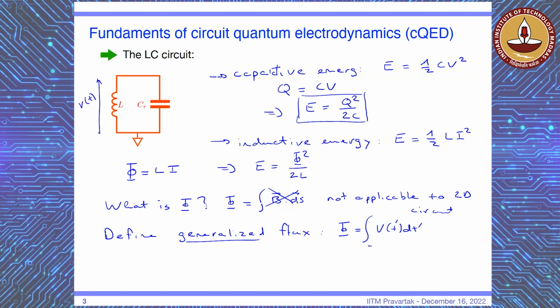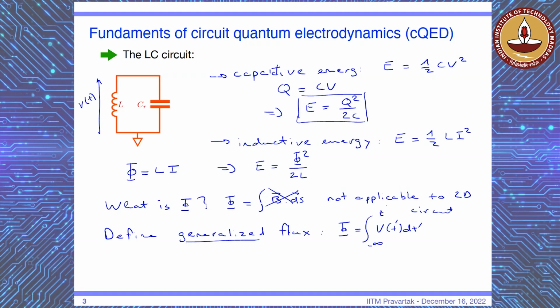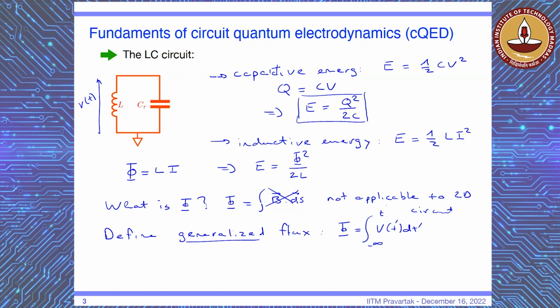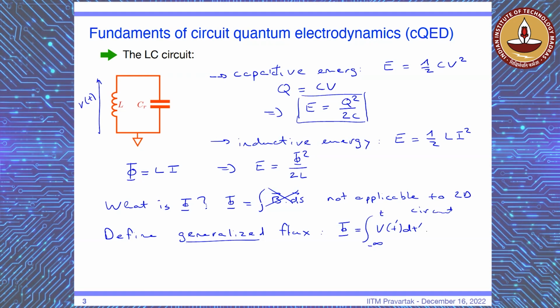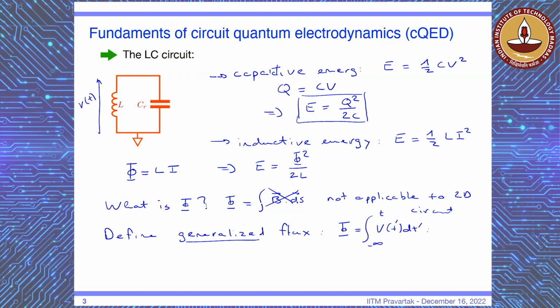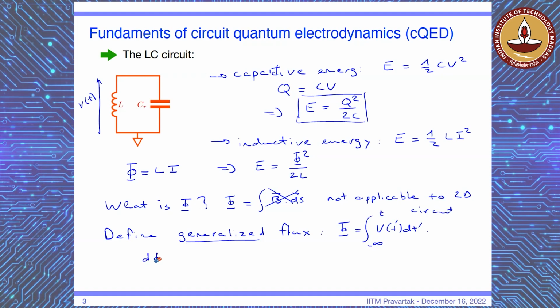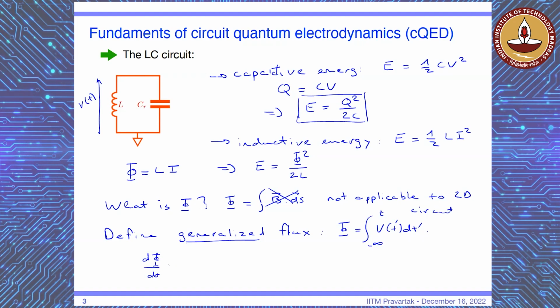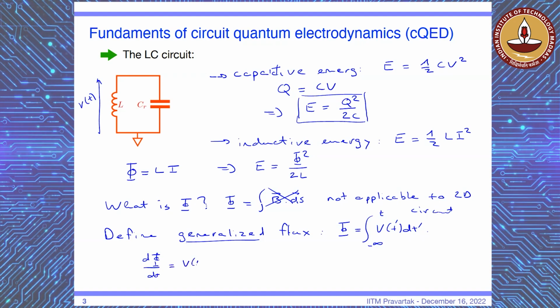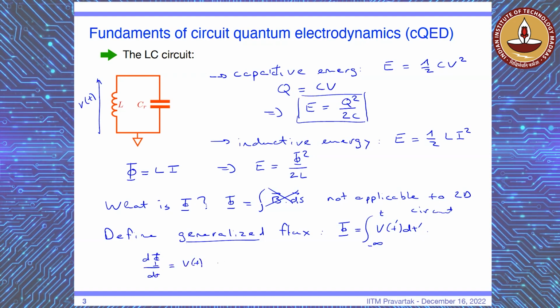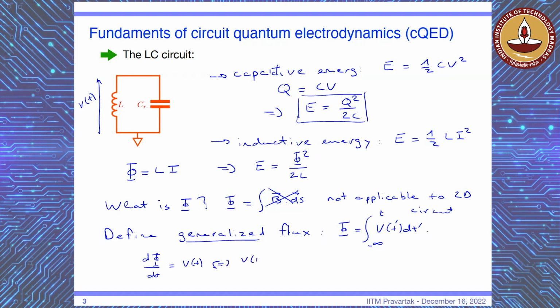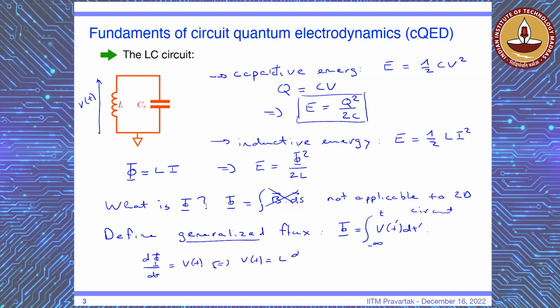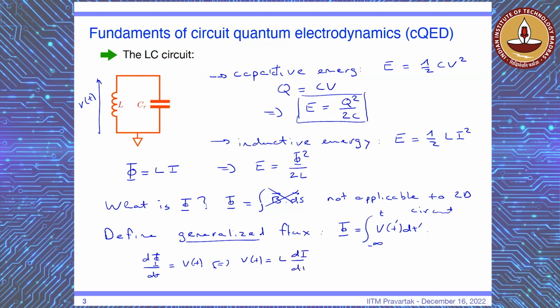The integral from minus infinity to t. Minus infinity because we're supposing that there was no voltage at time equals 0. So you define it this way. Okay. And you can just check that this makes sense because when I differentiate, d phi by dt, I'll get v of t. Okay. So this is basically equivalent to the usual relation that you know, v equals L di by dt.